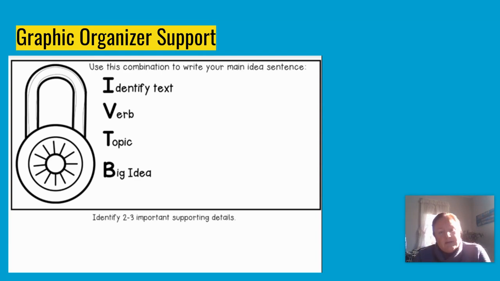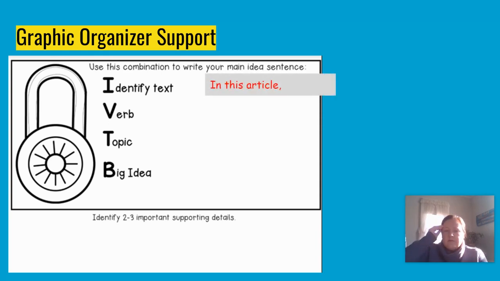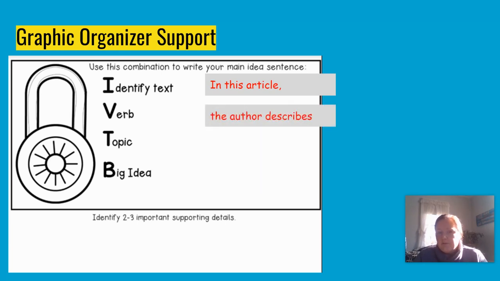So now let's go ahead and unlock our main idea statement. First thing that we need to do is identify what type of text it is. So we know that this is a newspaper article, so we're going to jot down in this article. You can jot it down with me as I present them to you on the screen. So in this article, verb. This is what the author is doing. So the author is describing. So in this article, the author describes. Now the topic. The topic is dolls. Simple. In this article, the author describes dolls.